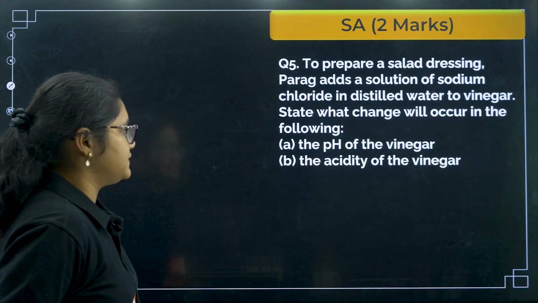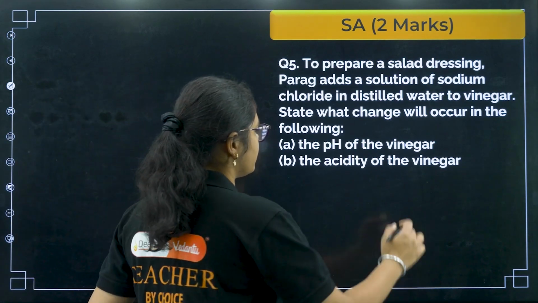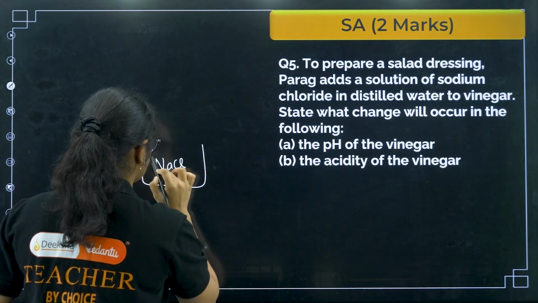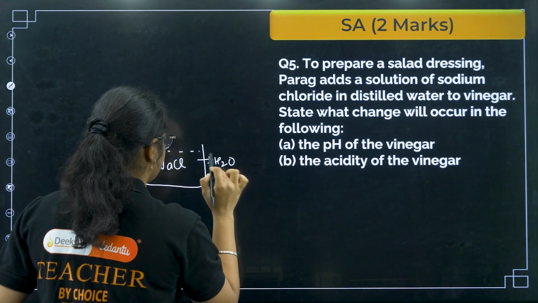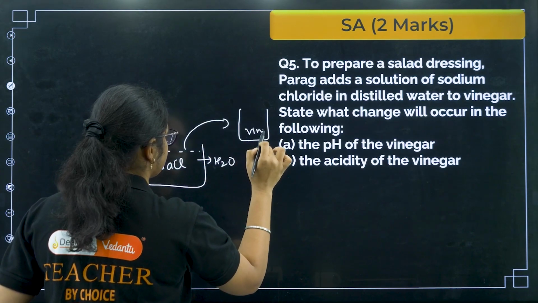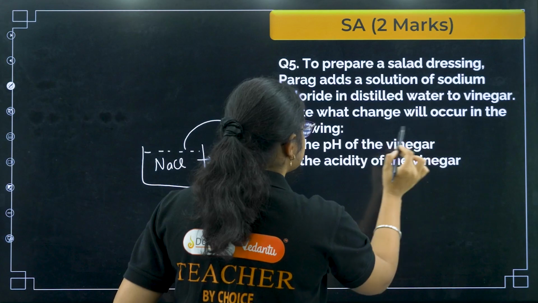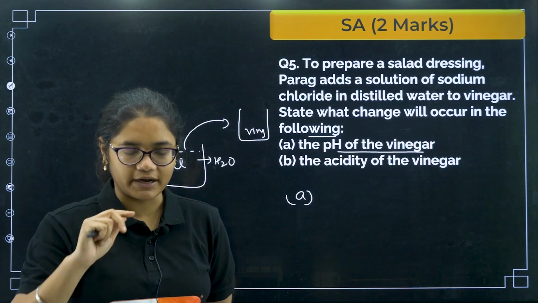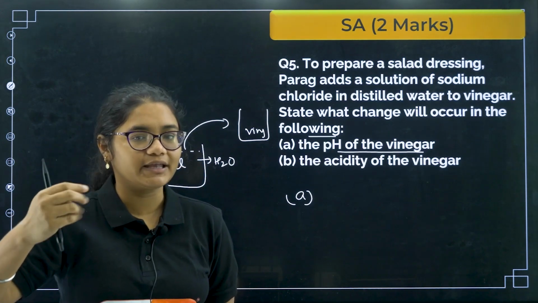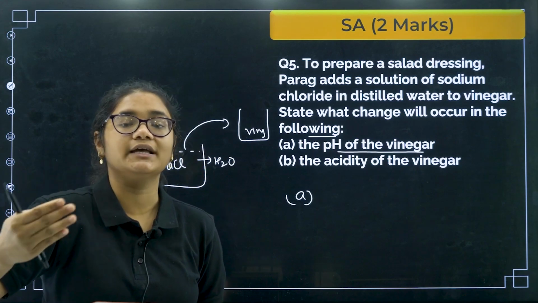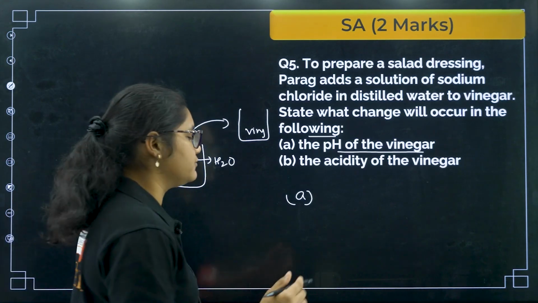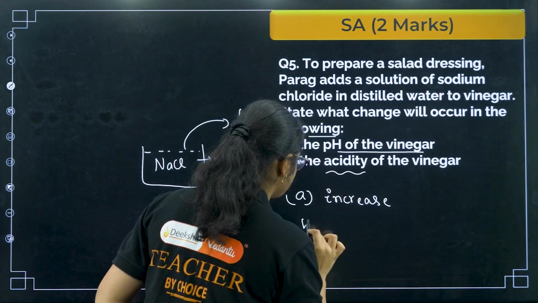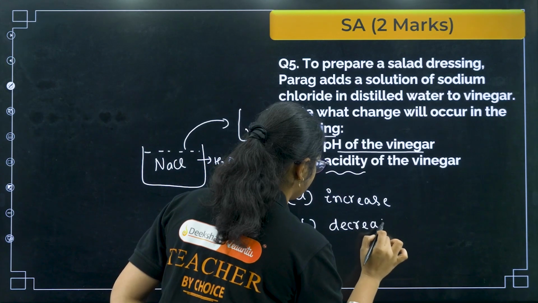Next, to prepare a salad dressing, Parag adds a solution of sodium chloride in distilled water to vinegar. So first he adds sodium chloride to distilled water, and then this is added to vinegar. State what change will occur with the following: pH of the vinegar. Now see, you are diluting it, so it will become a much weaker acid. If it is becoming a weaker acid, pH will increase. But what about the acidity? Because you have diluted it, acidity will decrease.